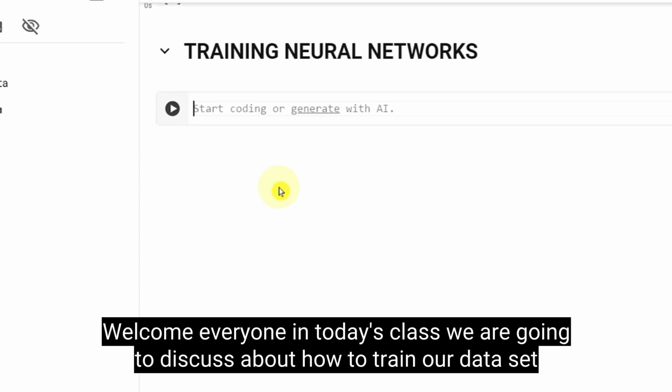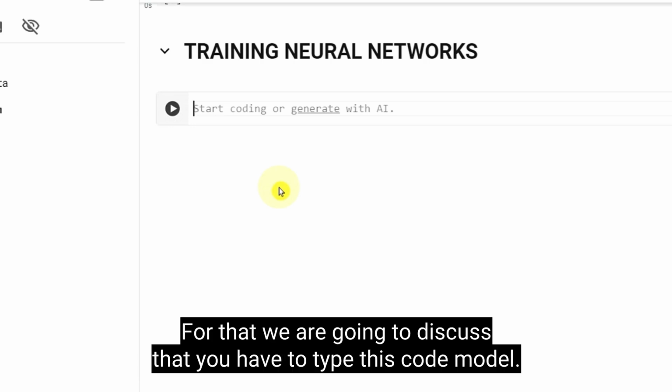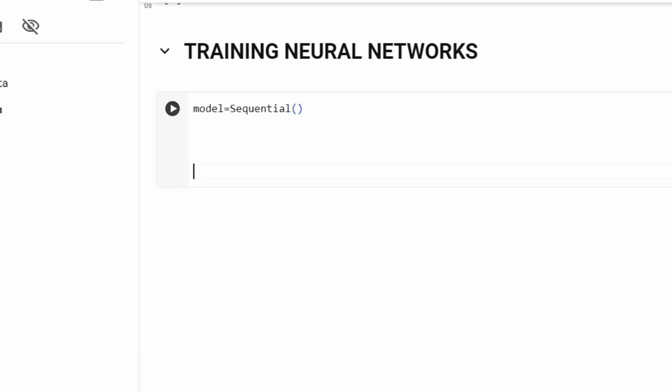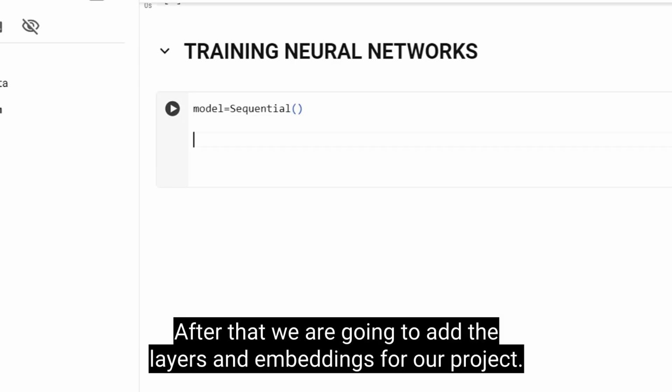Welcome everyone. In today's class, we are going to discuss how to train our data set using the neural network. For that, you have to type this code. Model equal to Sequential. We are going to use this model for training our project. After that, we are going to add the layers and embeddings for our project.